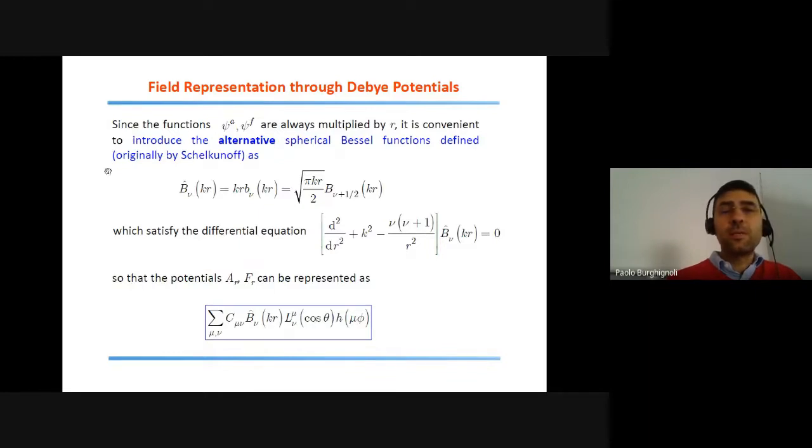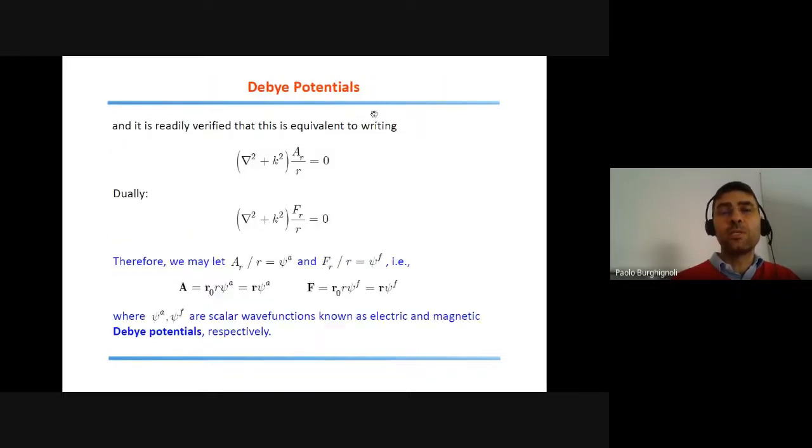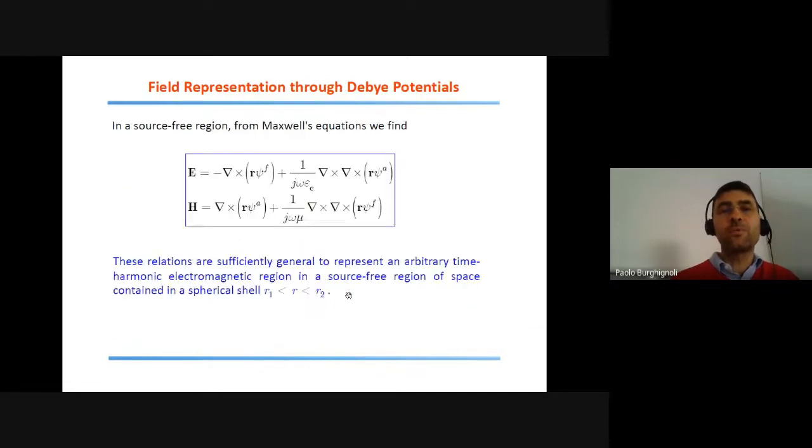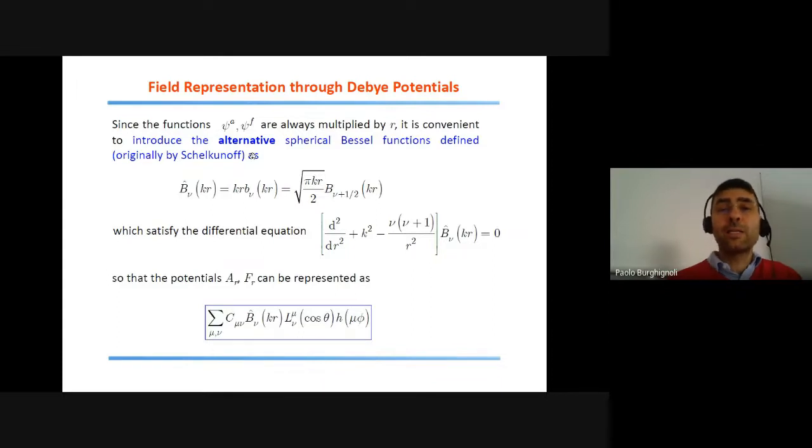Now, since the bi-scalar potentials psi A and psi F are always multiplied by R in the construction of these vector potentials, as you can see, there is always the factor R in front of psi A and psi F. It is convenient to employ alternative spherical Bessel functions defined by Shelkunov originally, by multiplying the spherical Bessel functions, small b, with argument kr, times their argument kr, thereby obtaining the Shelkunov Bessel functions that are indicated with a capital letter and with a hat.